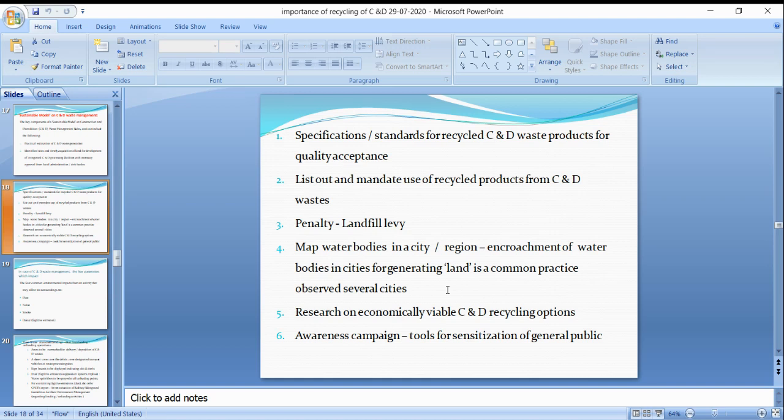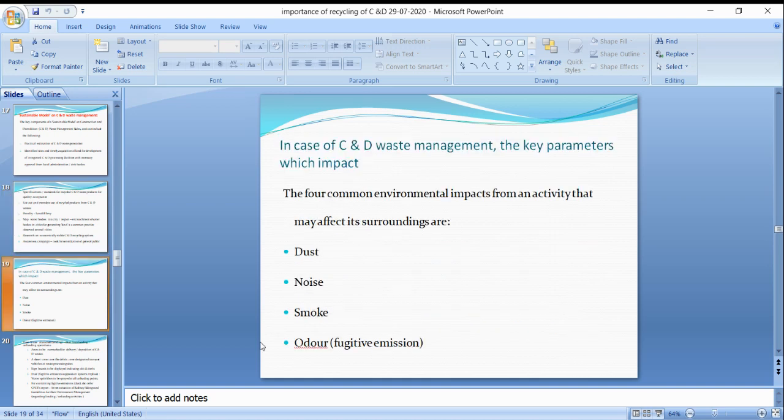Map water bodies in a city or a region, since encroachment of water bodies in cities for generating land is a common practice in several cities. So they have to map out where the water bodies are in the city, so that they can generate land. Then there is research on the economic viability of construction and demolition recycling options. Research should be going on in the recycling process, and awareness and tools for the general public.